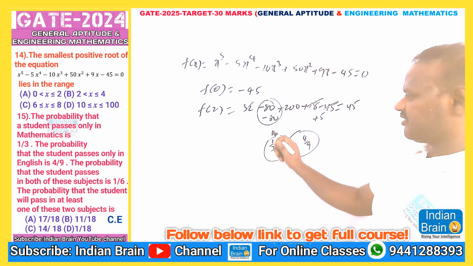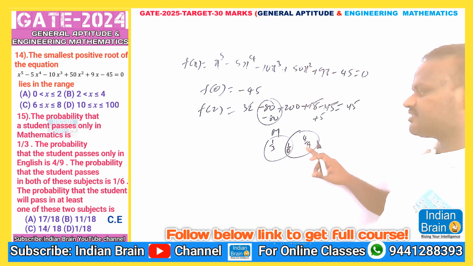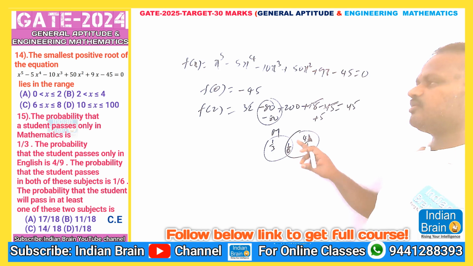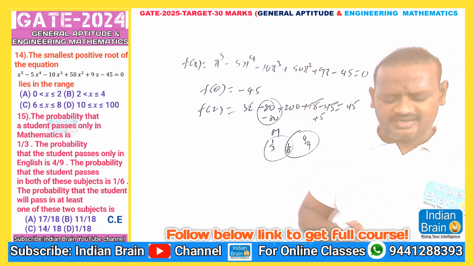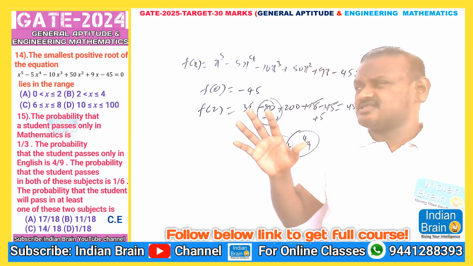Only maths, probability 1/3. Only English, 4/9. So what about both? 1/6. So actually what is being asked? At least. At least means, don't confuse, don't take it as a serious subject.